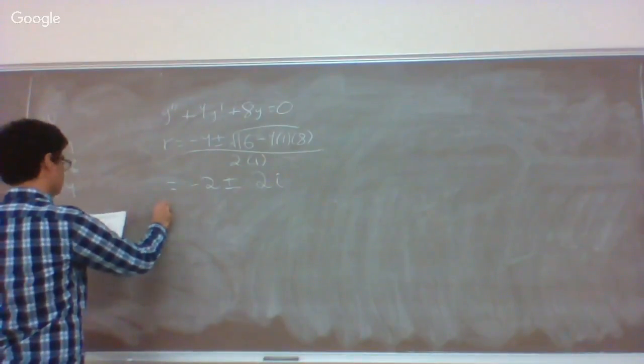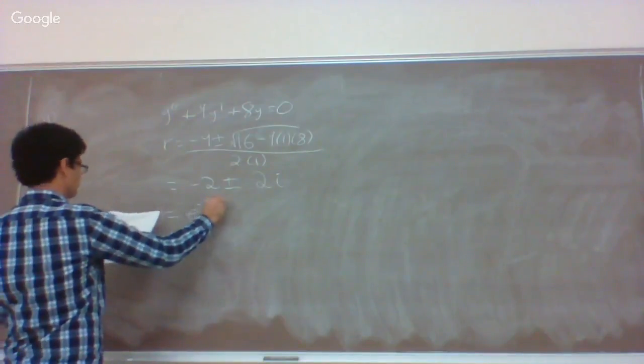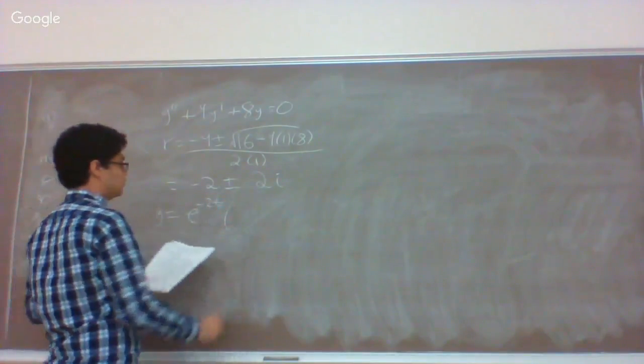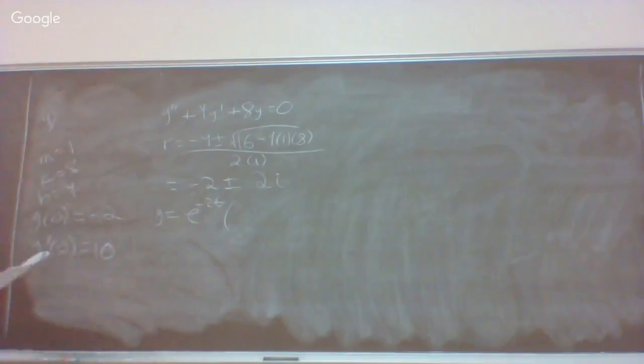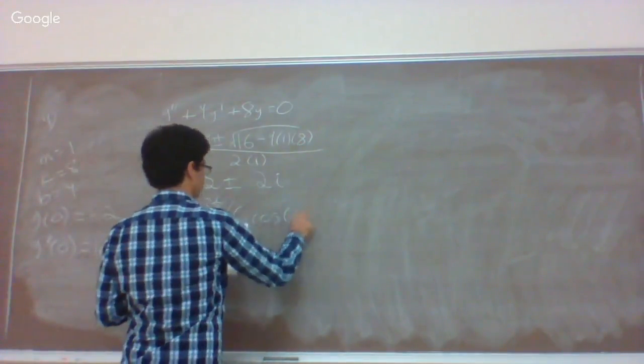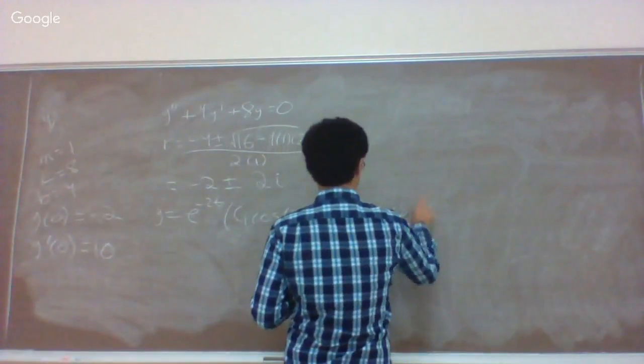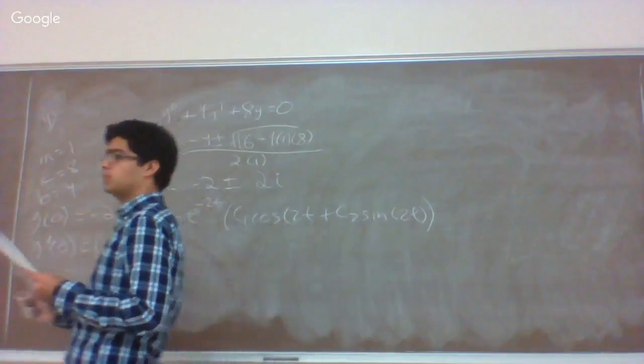So we solve for y, that's equal to e to the -2t, because of the -2 there, times c1 cosine of 2t plus c2 sine of 2t.